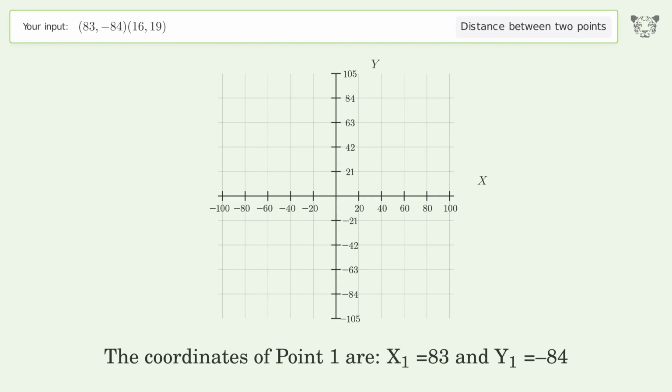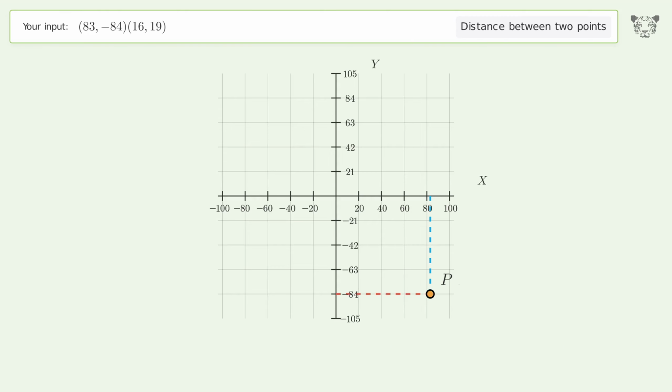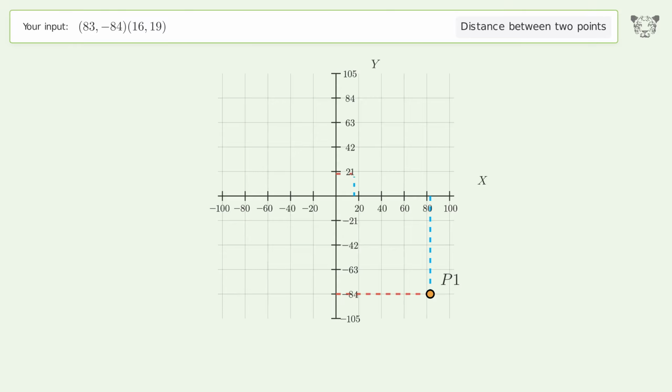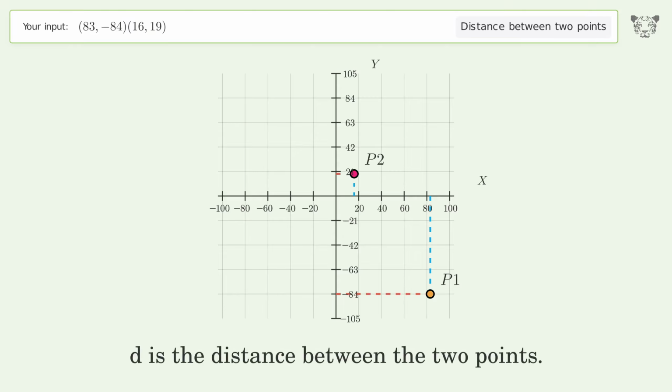The coordinates of point 1 are x1 equals 83 and y1 equals negative 84. The coordinates of point 2 are x2 equals 16 and y2 equals 19. D is the distance between the two points.